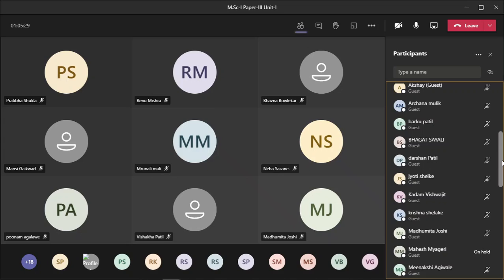Krishna Shelke, Madhumita Joshi, Mahesh.